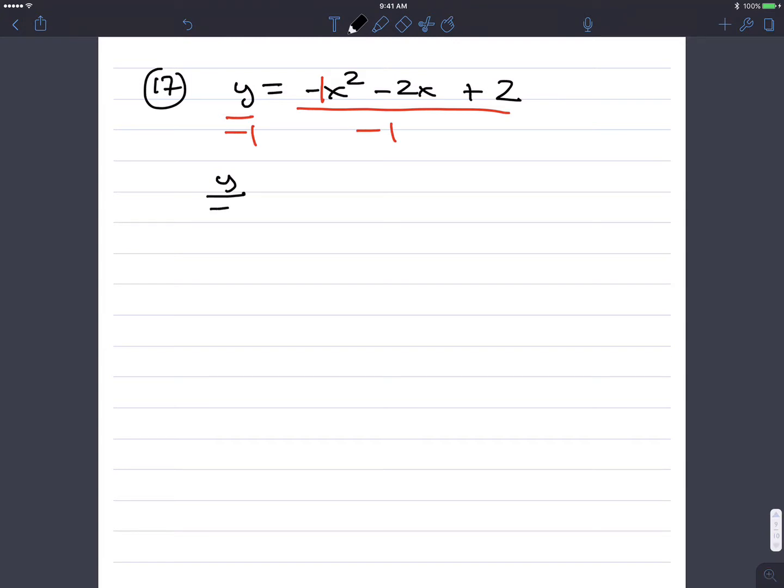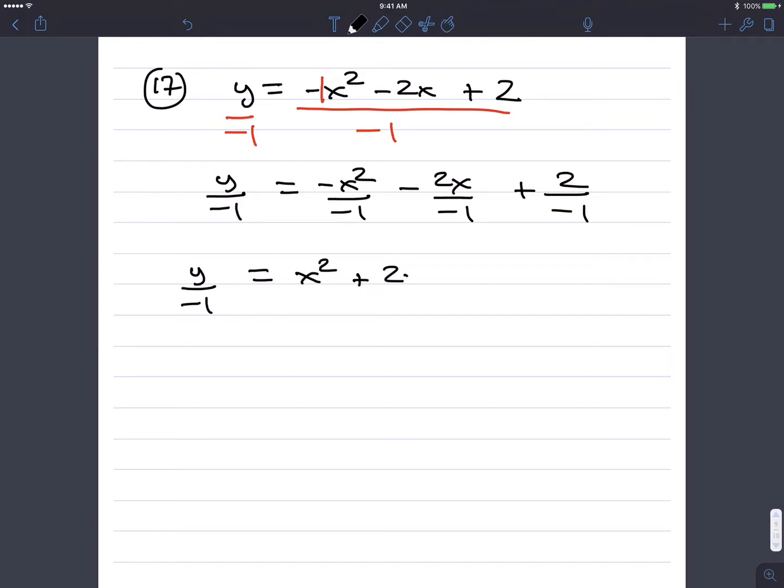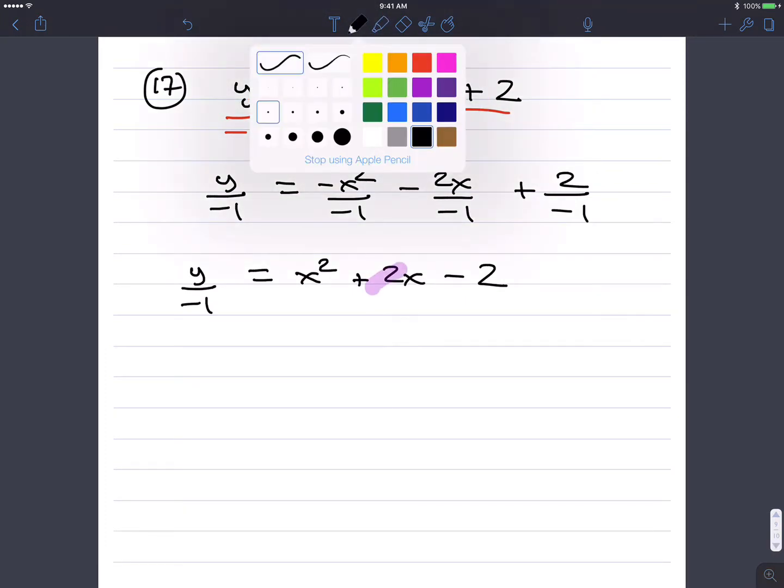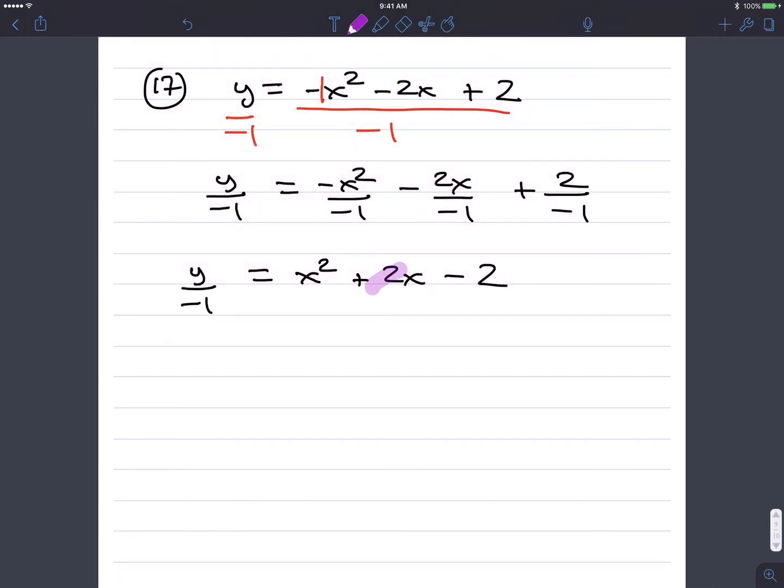We get y over negative 1 becomes negative x squared over negative 1 minus 2x over negative 1 plus 2 over negative 1. And so we can keep this, if you'd like, as y over negative 1, and then we get our x squared, plus 2x, minus 2, just by doing arithmetic. Notice again, we have this b value, and my b value is positive 2. So b over 2 is 2 over 2, better known as 1. And then b over 2 squared is 1 squared, also known as 1.